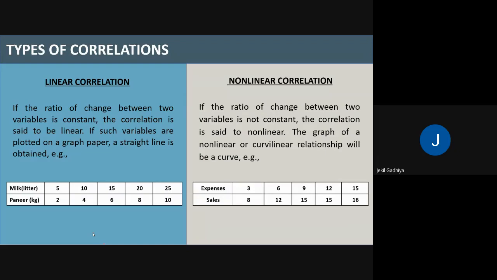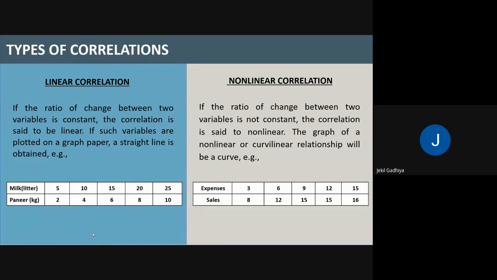So first is positive and negative. Second is linear and non-linear. In positive, both will increase in the same direction. In negative, both are increasing in opposite directions. In linear, the ratio will be the same. Non-linear, the ratio is not the same.